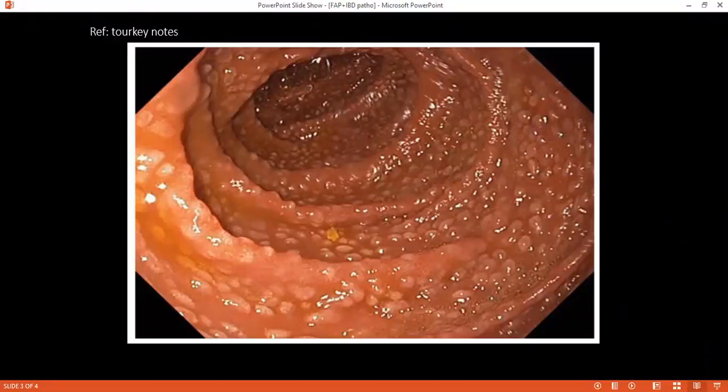It's a colonoscopy image showing multiple polyps all throughout the colon. Okay. How would you tell me that extracolonic FAP exists? Ma'am, I would look... I'm sorry, ma'am. I'll come back to this question.